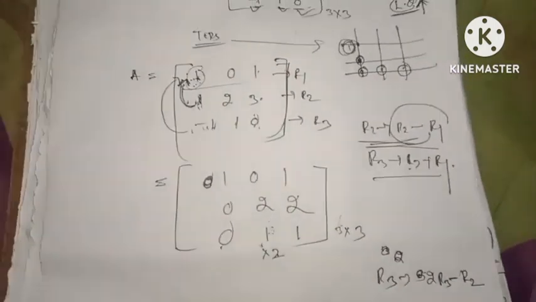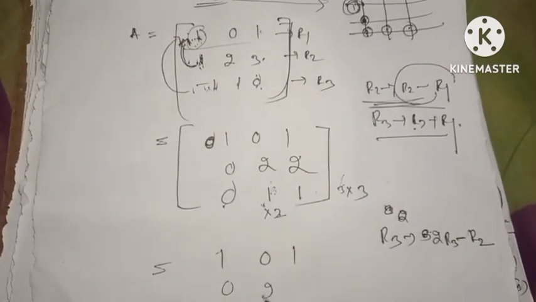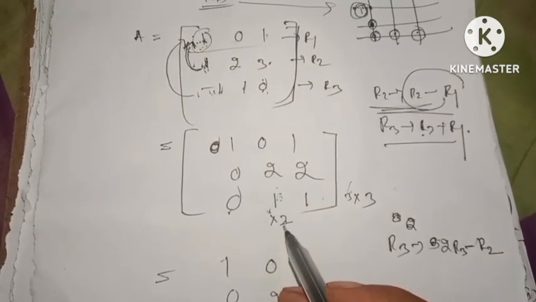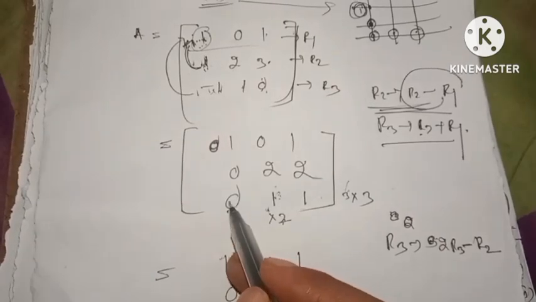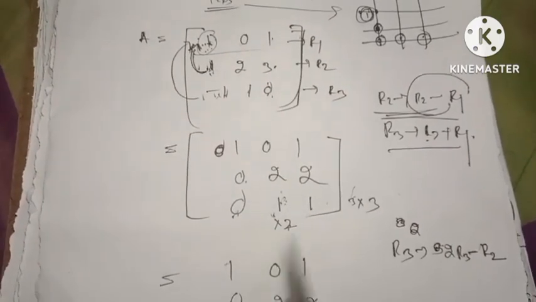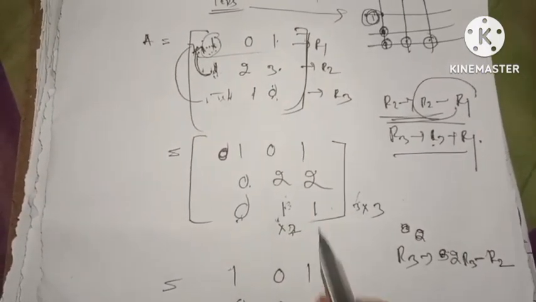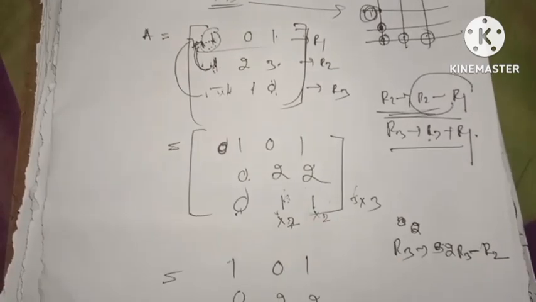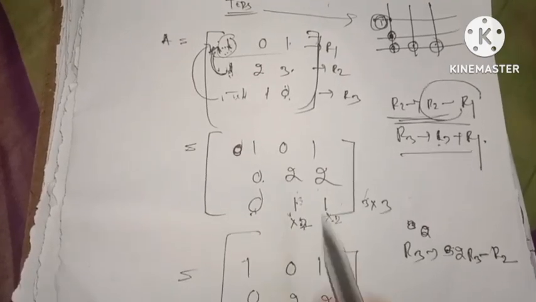So actually this will be 1 0 1 and 0 2 2. When multiplying by 2, this will be 0, and 0 minus 0 will be 0. When multiplying by 2, 2 minus 2 is 0, and when multiplying 2, 2 minus 2 will be 0. Only multiplying by 2 and subtracting, then it will be 0.